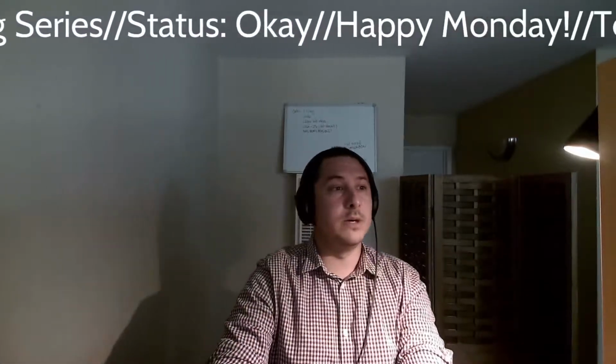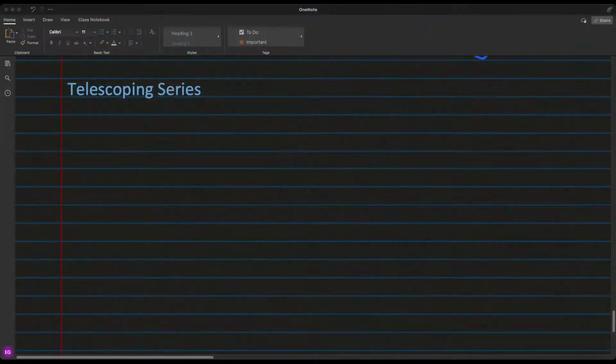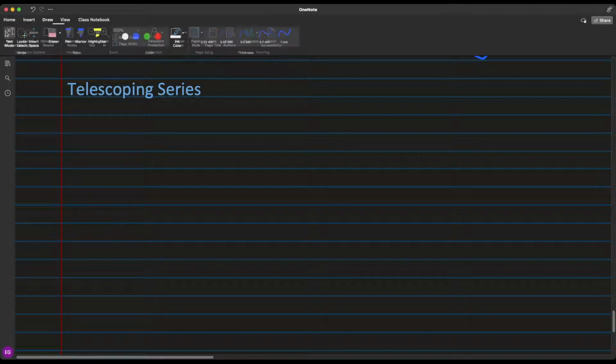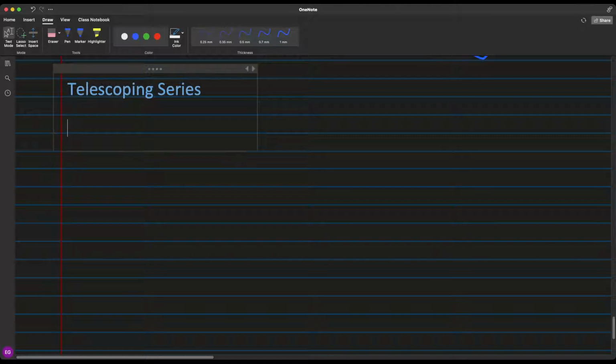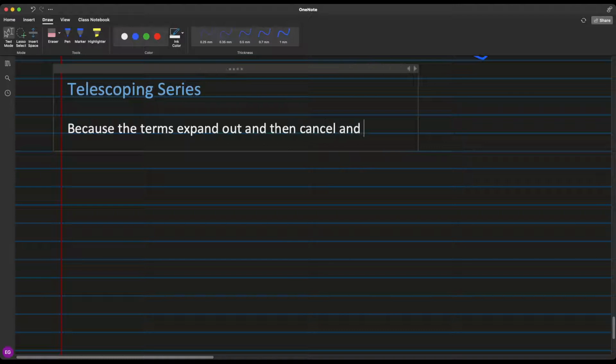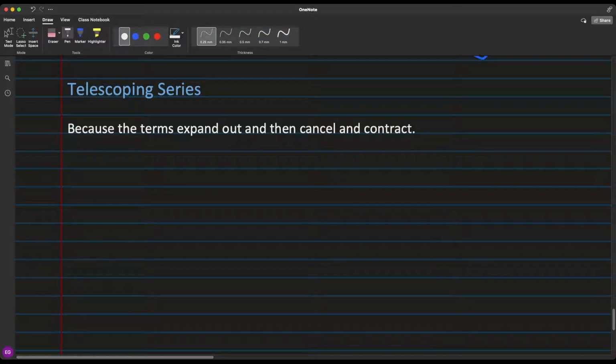So I'm gonna go into writing mode, and you'll see why we call these telescoping series. Let's write that down. Why are they called telescoping series? Because the terms expand out and then cancel and contract. Sort of like how you can open up the little pirate telescope and then fold it back in and it gets smaller, magically. I'm not sure who named it, but if you get what I'm talking about, it gives you a vague idea of where it came from, and you'll see it sort of makes sense.